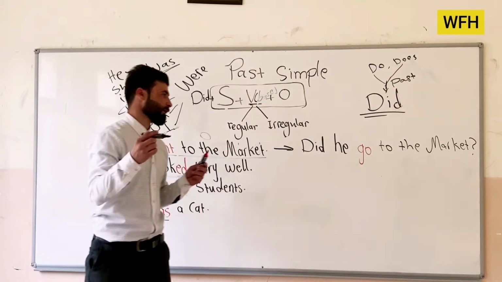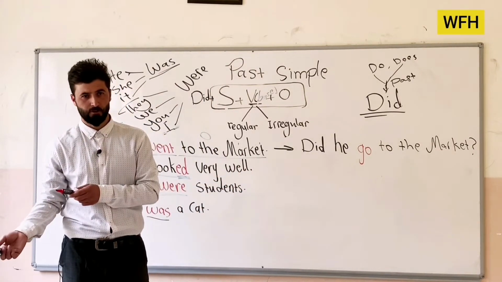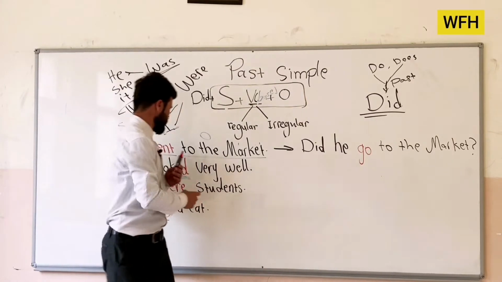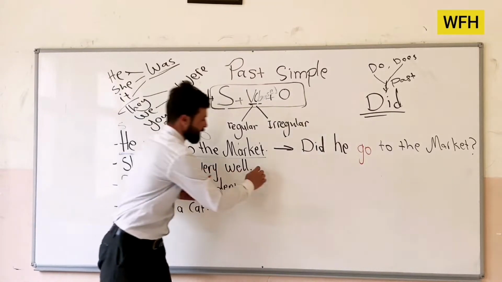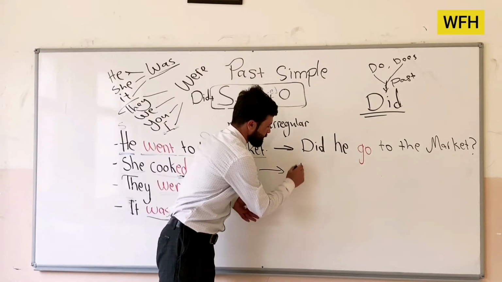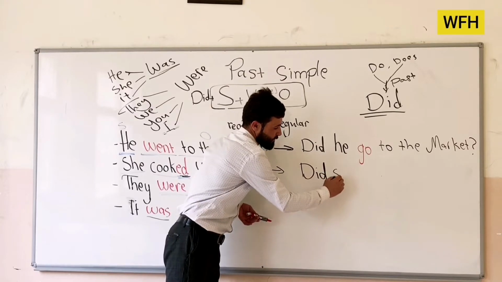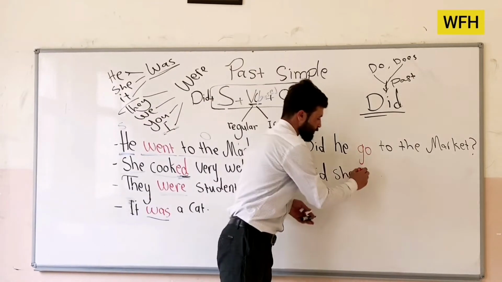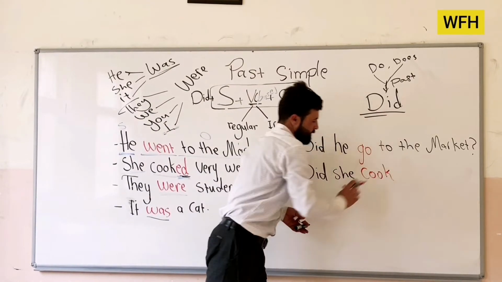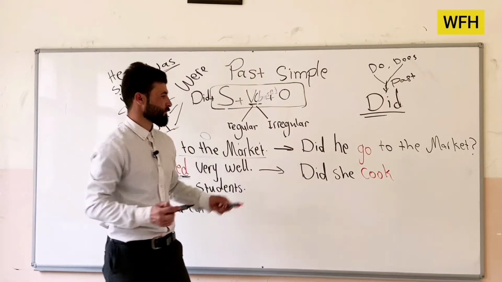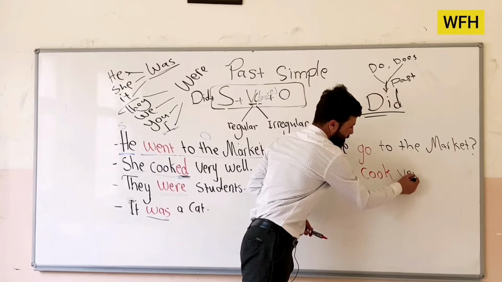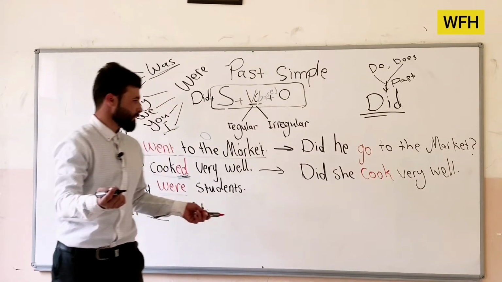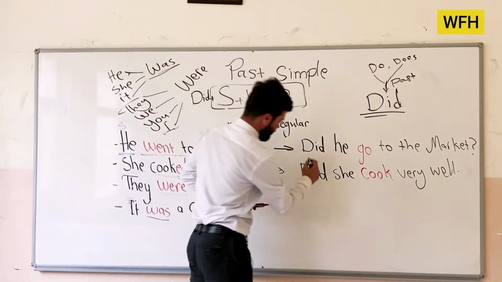For answers, you can say no, he didn't, or yes, he did. Okay, another example: She cooked very well. You see we have ed. Did she cook? Cooked, what will happen? You will remove ed. It's just going to be cook. Did she cook very well? Yes, she did, or no, she didn't. Okay, this is the auxiliary verb did here.